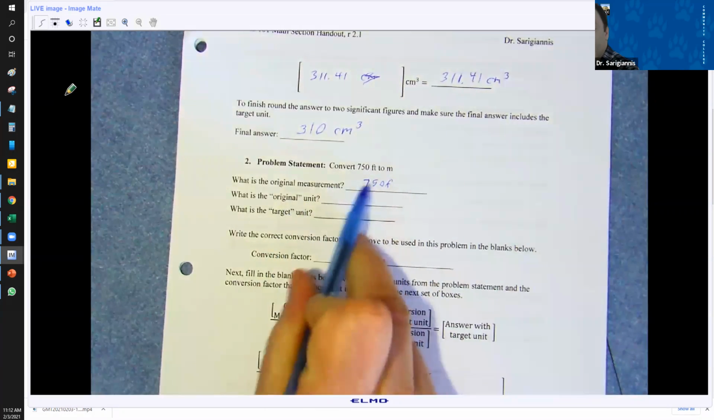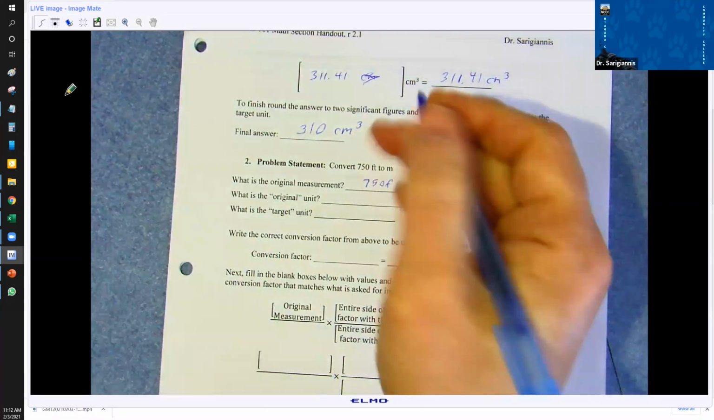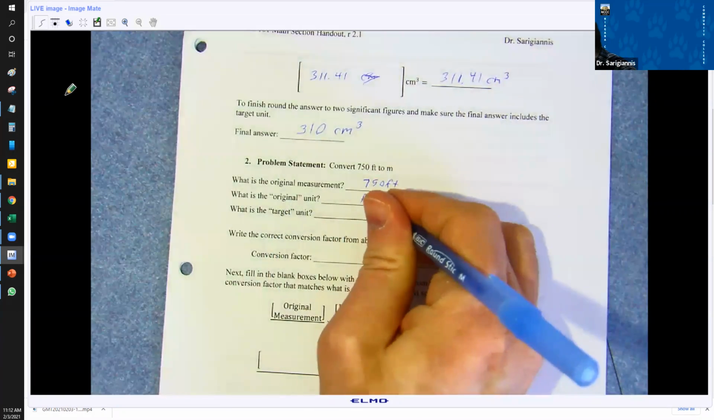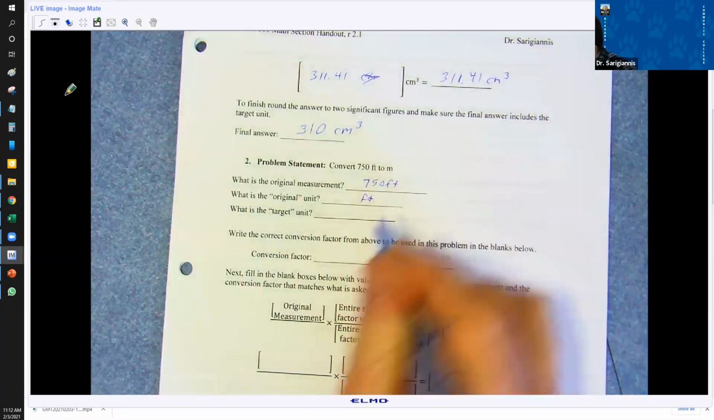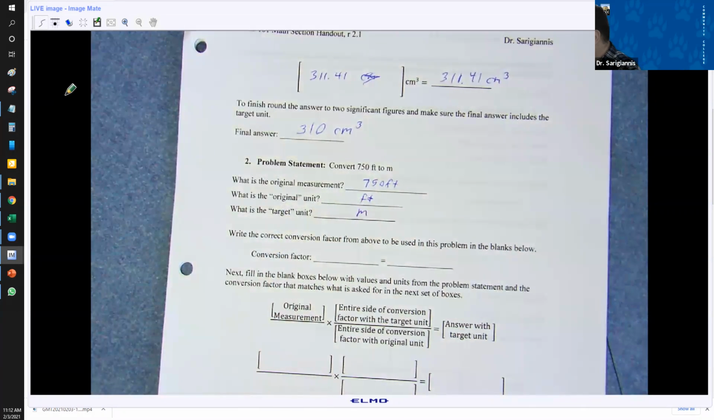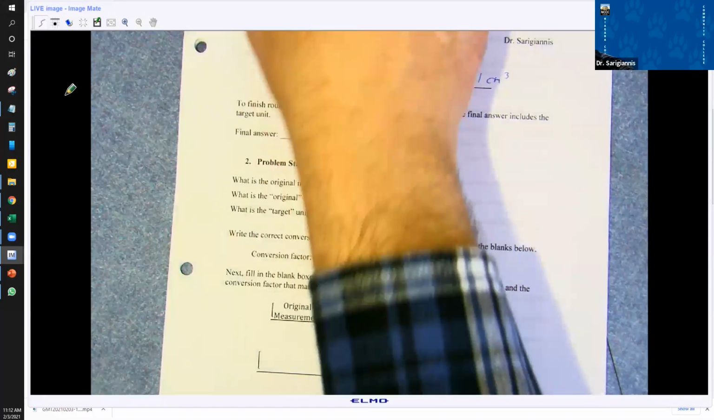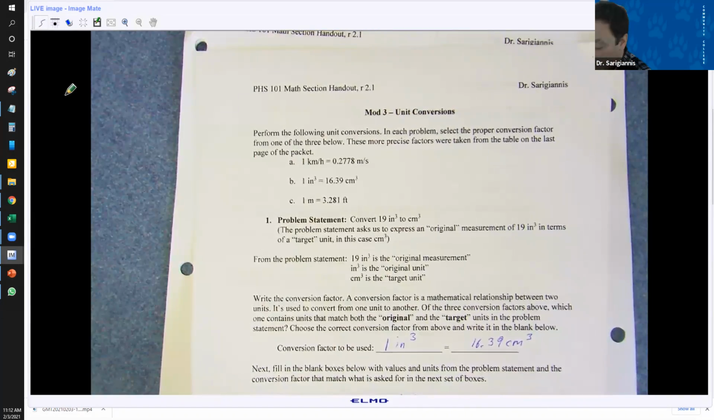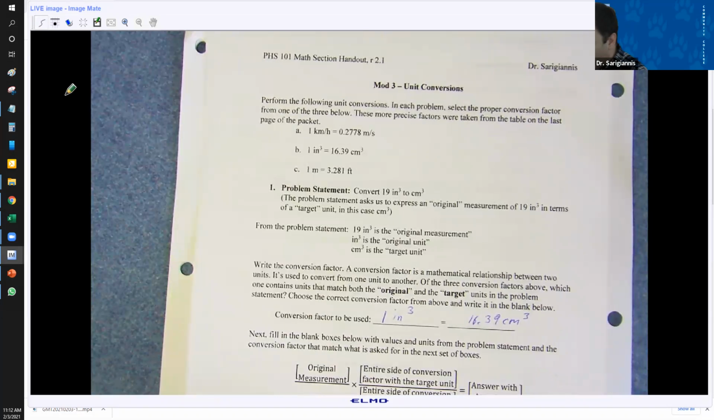So we're converting 750 feet to meters. Oops, I need a T. The original unit is feet, and the target unit is meters, right? And then you would look into your conversion tables and you'd find the correct conversion to use. Now, the conversions, was there a question? No. The conversions we had given at the start of this were up here.